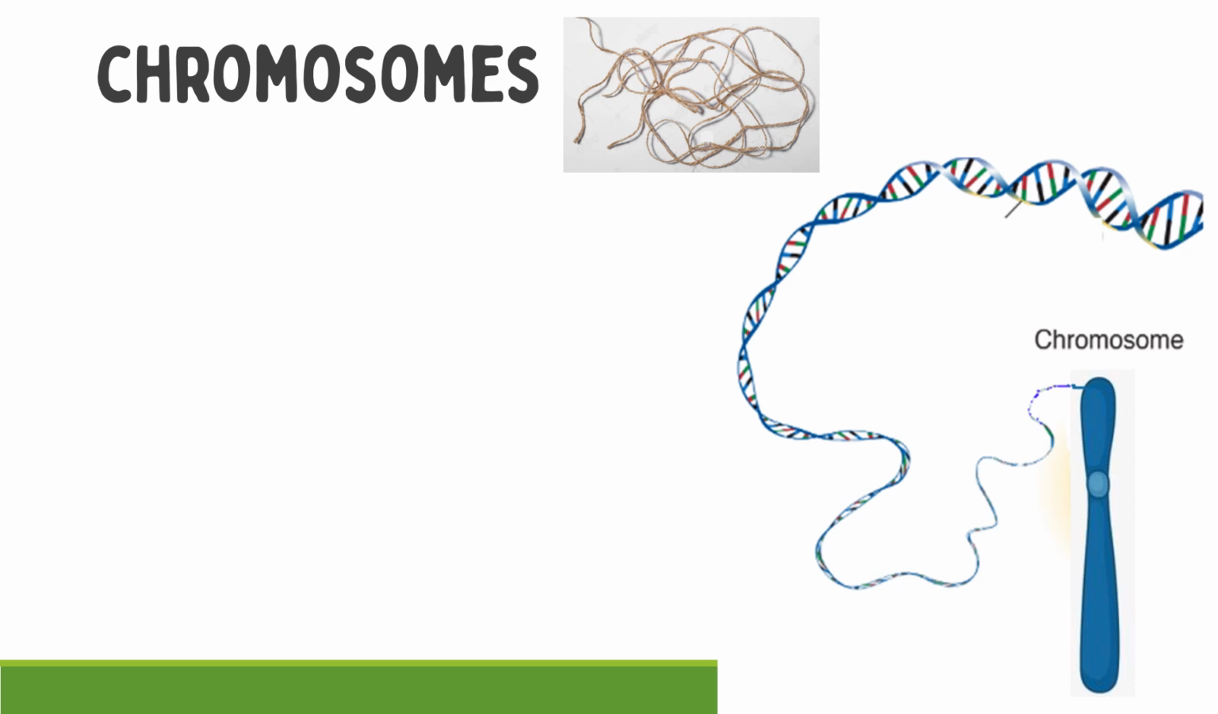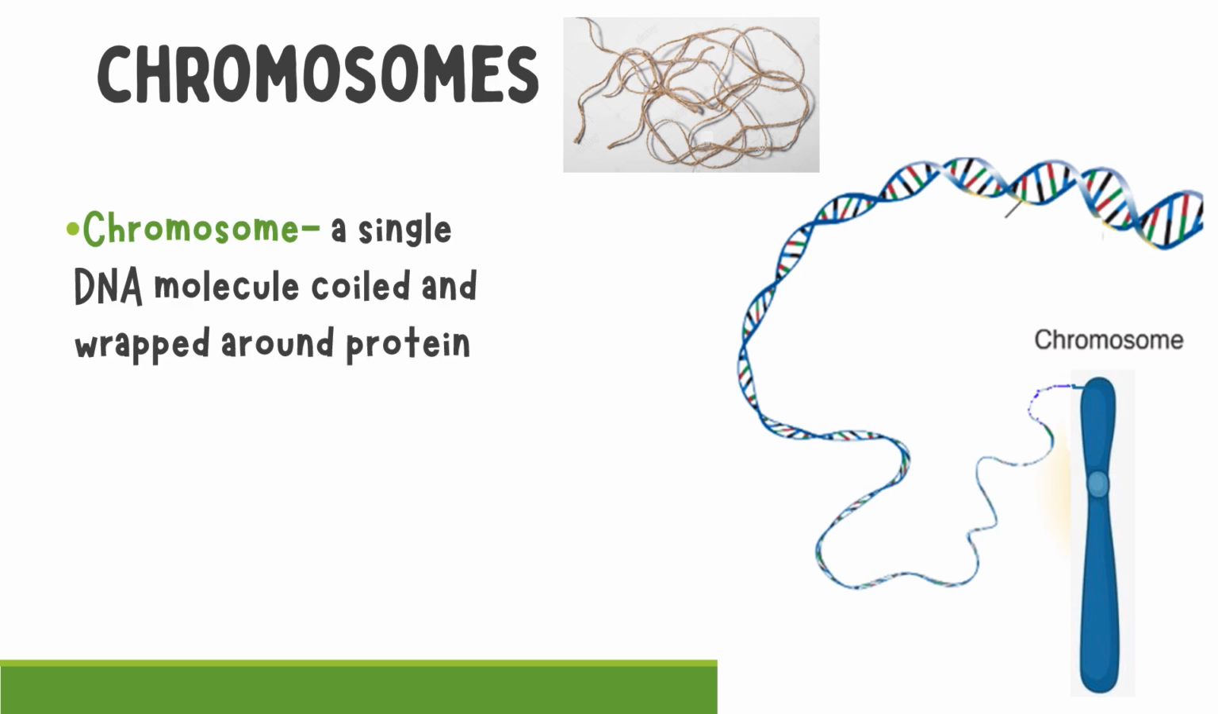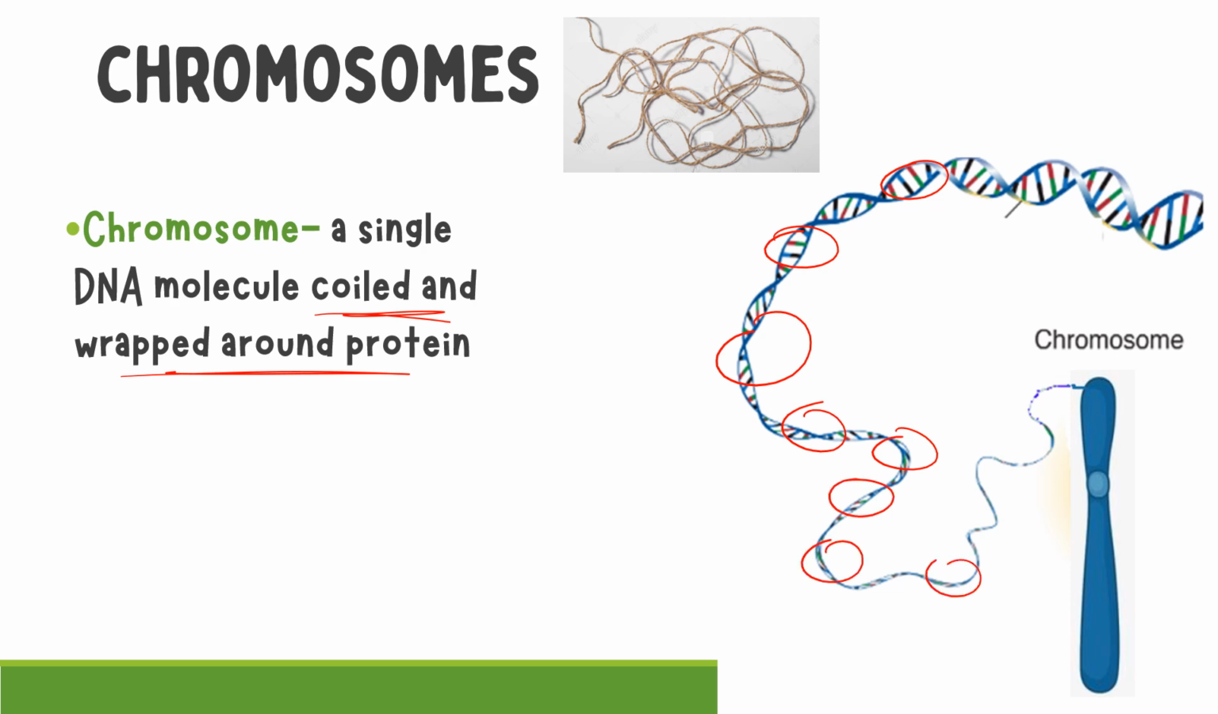Okay, chromosomes are the next keyword. So for a chromosome, we begin with a molecule of DNA, and that molecule of DNA coils around and wraps around some proteins like beads on a string. You can imagine some proteins coming in here. And then the DNA molecule coils around those and wraps itself up neatly into this neatly packaged structure called a chromosome.